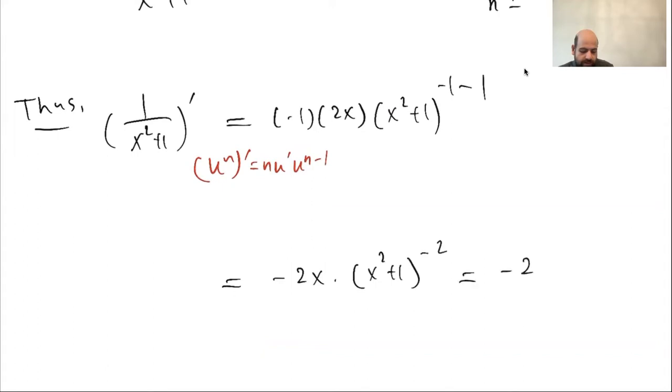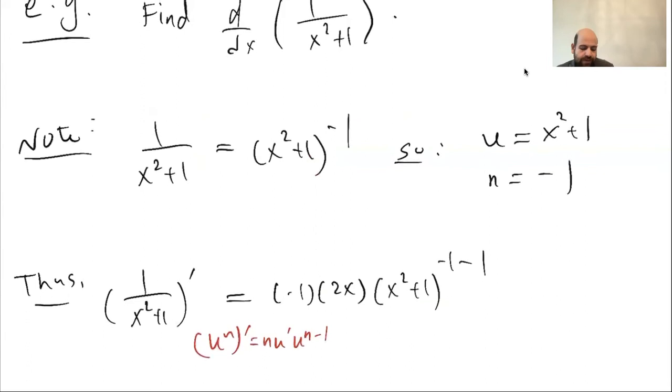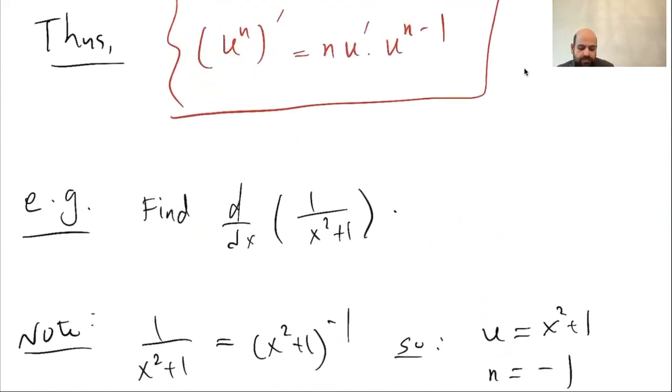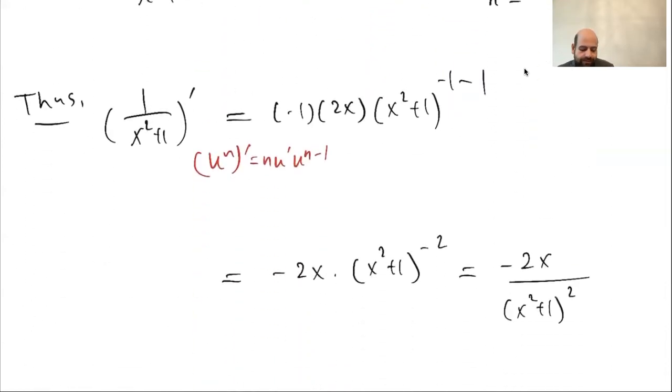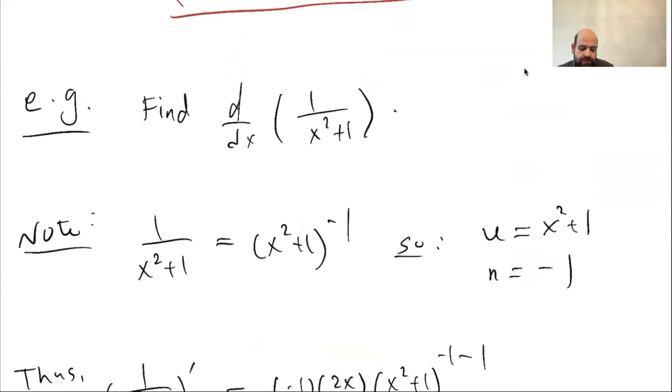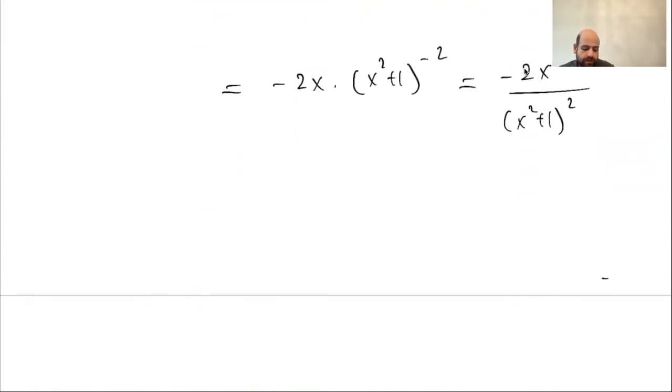I can write this as minus 2x over x squared plus 1 to power 2, because we know a number or expression to power minus 2 means 1 over that expression to power 2. So minus 2x over x squared plus 1 to power 2 is the derivative of this function, which we solved using chain rule, like the derivative of u to power n. Of course, you could solve this one with quotient rule as well.